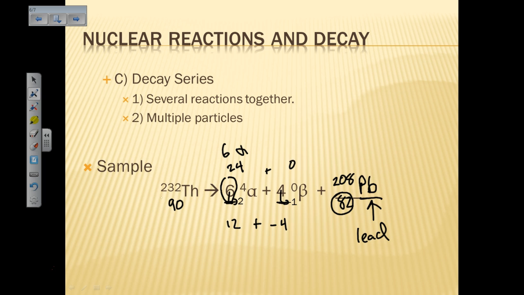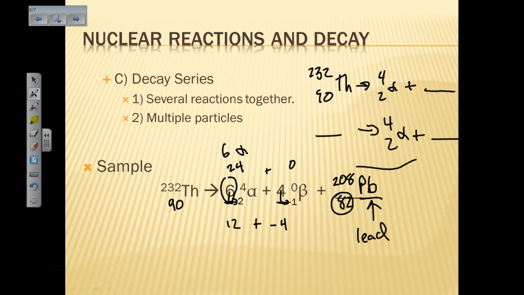So when you have multiple particles being given off, instead of writing this as one reaction, you could write thorium-232, atomic number 90, reacts to form something. You could give off one alpha particle and find out what that is. Then you could take that, whatever that is, and give off another alpha particle, and then find out what that is, and then you could go down through. So you could do it stepwise if you wanted to.